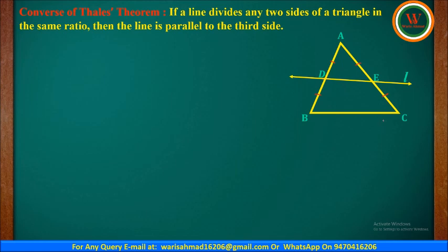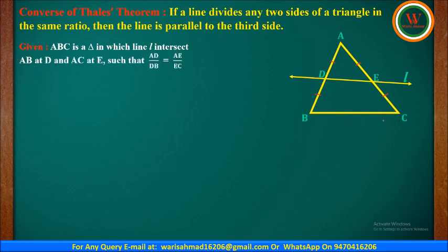So, first of all, we can write in the given, ABC is a triangle in which line L intersects AB at D and AC at point E such that AD upon DB is equal to AE upon EC. Now, in this theorem, we have to prove that DE is parallel to BC. To prove this theorem, first of all, we have to assume that DE is not parallel to BC, and suppose a line DF, this line DF is parallel to BC.